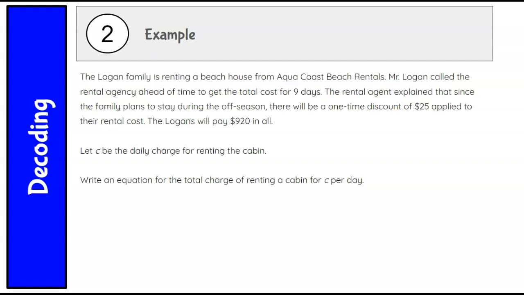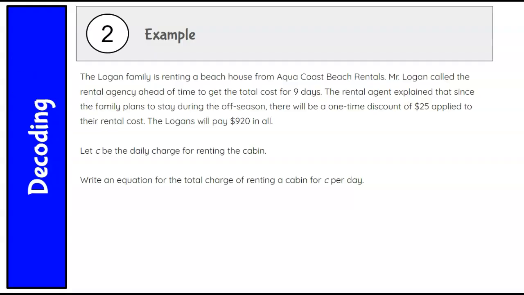So an equation is numbers and symbols and plus signs and an equal sign. Okay? And we also know that C is the daily charge for renting the cabin. You'll notice as you look through that problem, nowhere does it tell you how much it costs per day, but there clearly is a cost per day. And there's also a one-time discount of $25, and their total will be $920.